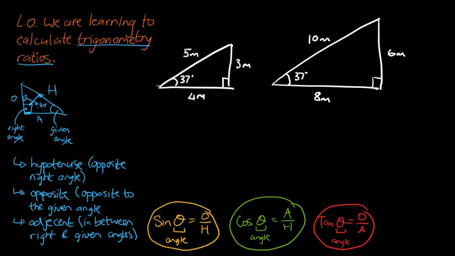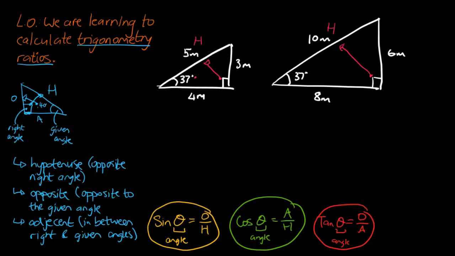So the first thing we need to do is we need to calculate or put in or label the sides of each of our triangles. So we'll start off with the hypotenuse. The hypotenuse is opposite the right angle. So there's the right angle, and opposite to that is the hypotenuse. And the same with this triangle, there's the right angle, opposite to that is the hypotenuse. We're now going to move on to the opposite side of our triangle, and that relates to the given angle.